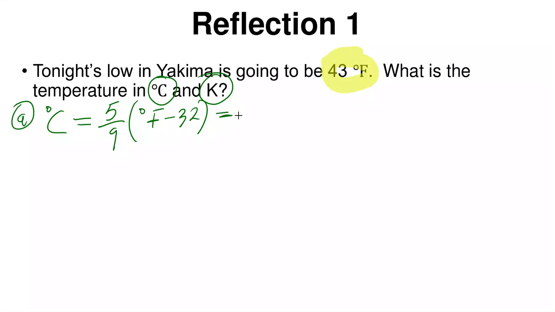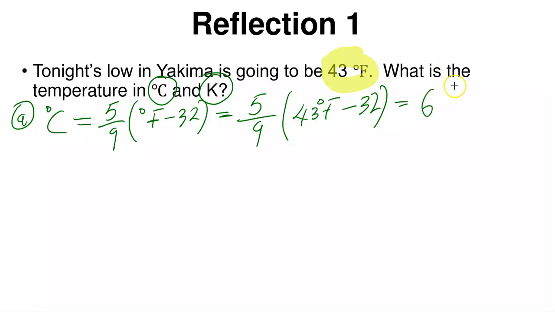So what I'm going to do next is to plug it in. It's going to be 5/9 bracket. The temperature I have is 43 degrees Fahrenheit minus 32. If I subtract 32 from 43 and multiply it by 5/9, I'm going to get about 6.1 degrees Celsius. That's what I get.